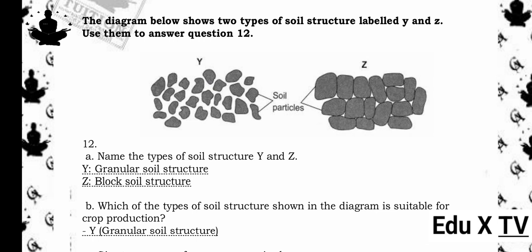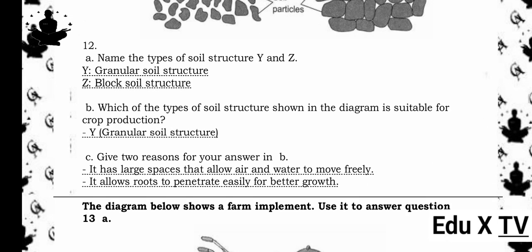12. A. Name the types of soil structure Y and Z. Y. Granular soil structure. Z. Block soil structure. B. Which of the types of soil structure shown in the diagram is suitable for crop production? Y (granular soil structure). C. Give two reasons for your answer in B. It has large spaces that allow air and water to move freely. It allows roots to penetrate easily for better growth.